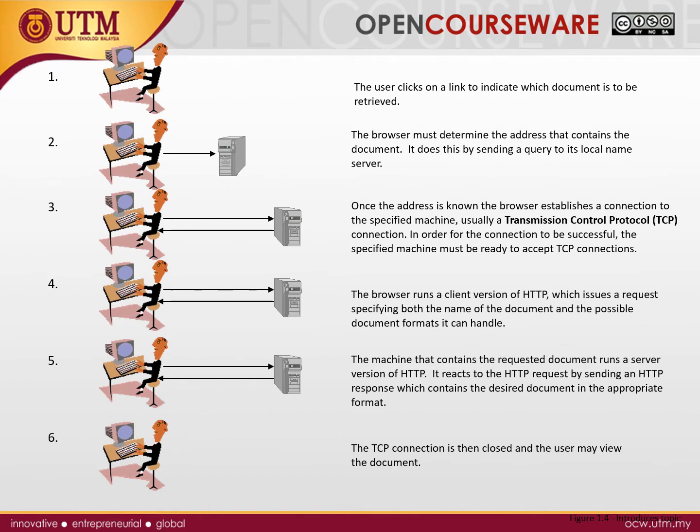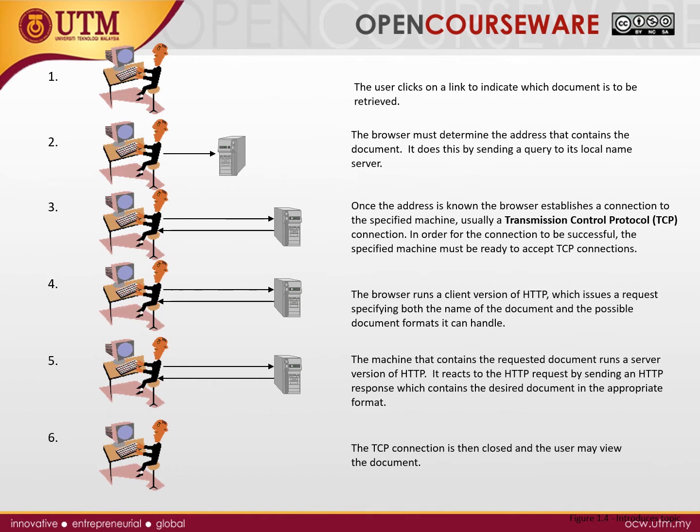For example, in this example, the user wants to browse a document or a file. The first step is that the user clicks on a link to indicate which document is to be retrieved. After clicking on this link, the browser must determine the address that contains the document, and it does this by sending a query to its local name server. And then the third step is to get the response from the server.